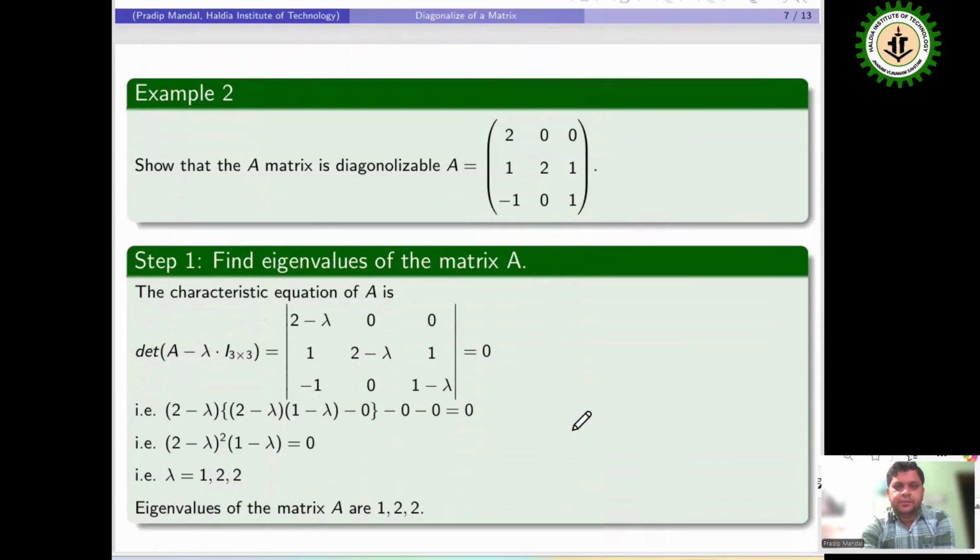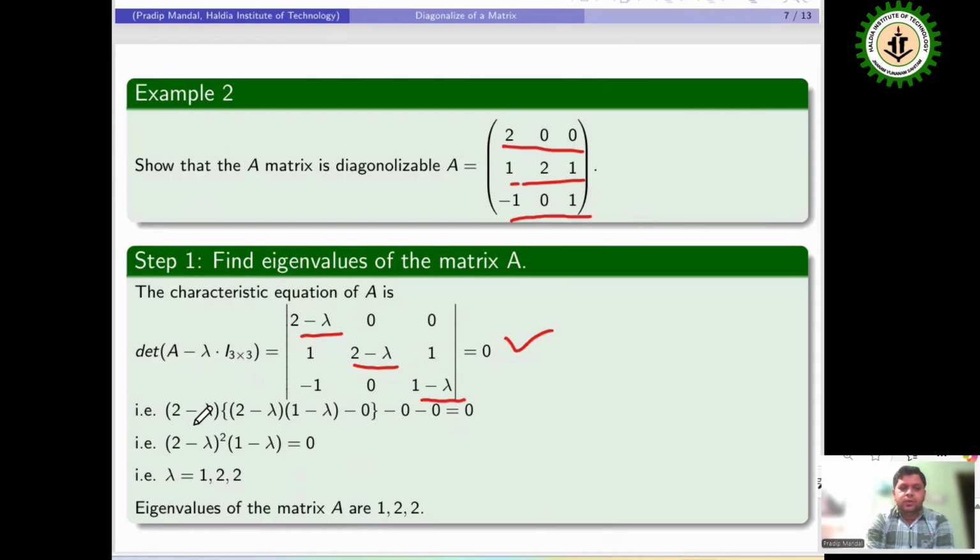Now, second example: we again take a 3 by 3 matrix A, with first row 2, 0, 0, second row 1, 2, 1, and third row minus 1, 0, 1. First we find the eigenvalues of the matrix A, that means the characteristic equation. We write the characteristic equation in this form: determinant of A minus lambda times I3 equals 0. That means the determinant with 2 minus lambda, 0, 0; 1, 2 minus lambda, 1; minus 1, 0, 1 minus lambda, that is, minus lambda on the diagonal elements, equals 0.